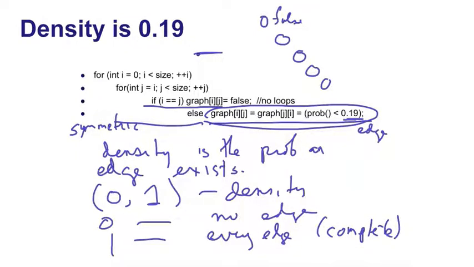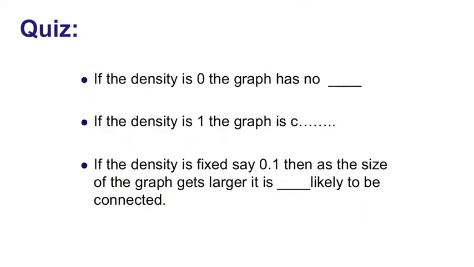So here's a few questions. Density is 0, the graph has no what? Density is 1, the graph is what? The C word. If density is fixed, say, to some size, and the graph gets larger, what can we say about how likely it is to be connected? Take a second to look at that.